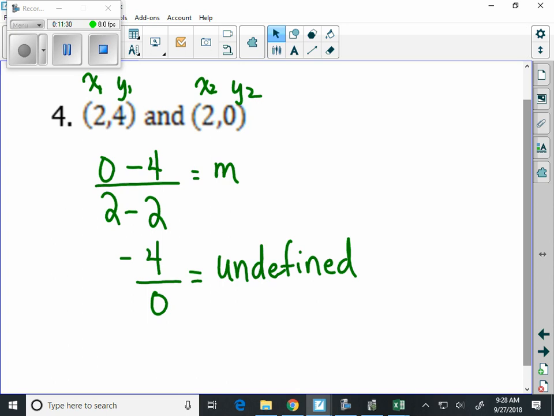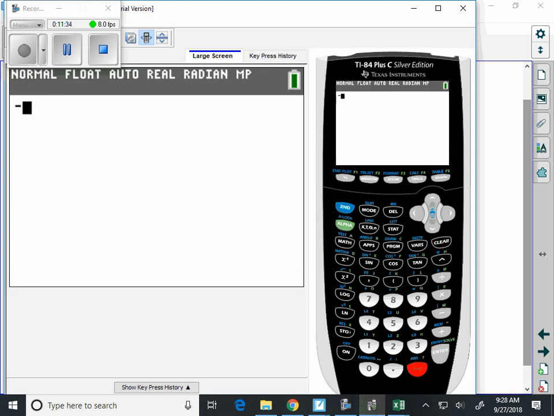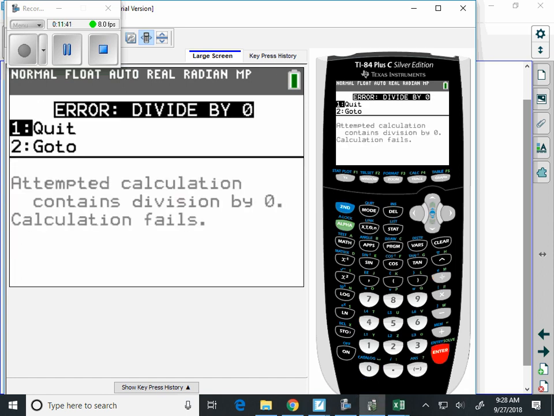If you're not sure, again, take out your calculator. Negative 4 divided by 0. And when we divide it, we get an error statement. And when we get this error statement, that can be a hint that it's undefined.